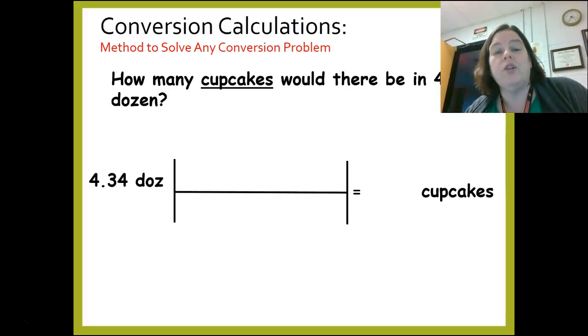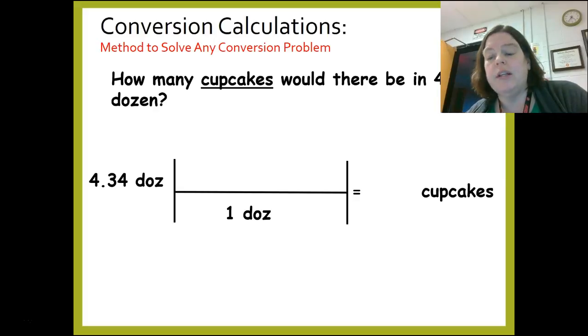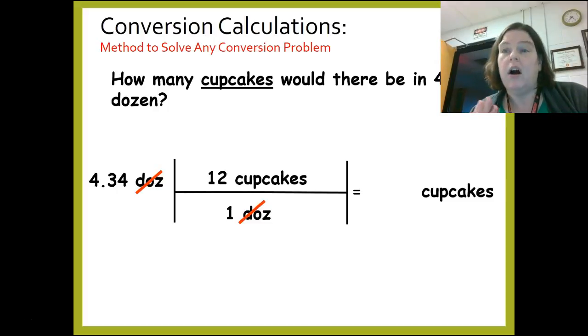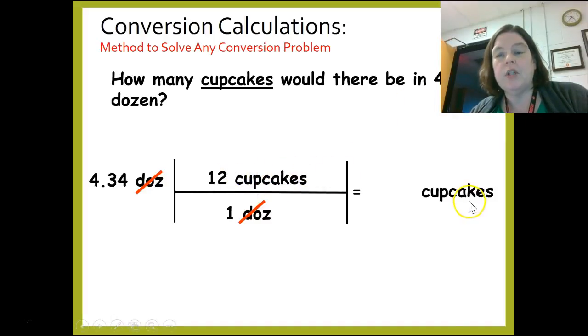I then draw my conversion bar, which some people call a picket fence, some people call a conversion bar, some people call the football down. It doesn't really matter. You know what it looks like. So I know that I need to get rid of dozen, and there's 1 dozen, okay? And there are 12 cupcakes in every 1 dozen cupcakes. So when I do my multiplication, dozen cancels out because one's on the top, one's on the bottom. All that cancels out, which means I'm left with units of cupcakes here, which is the unit that I want.